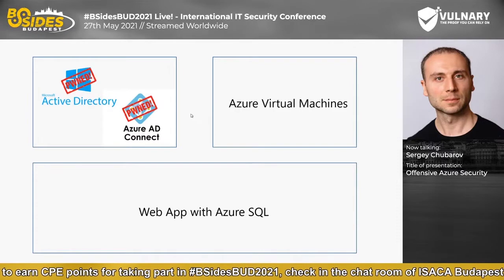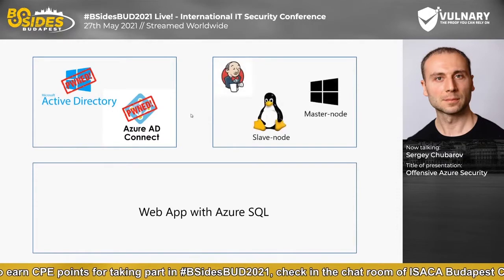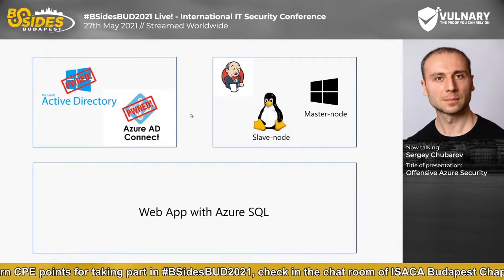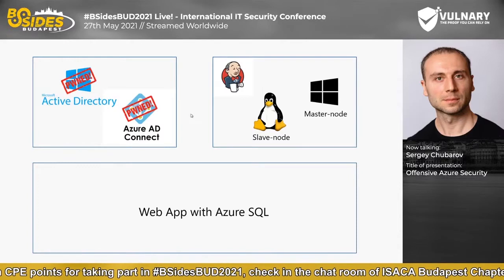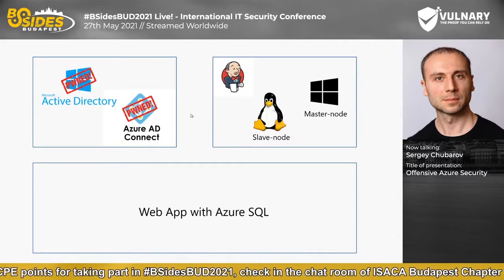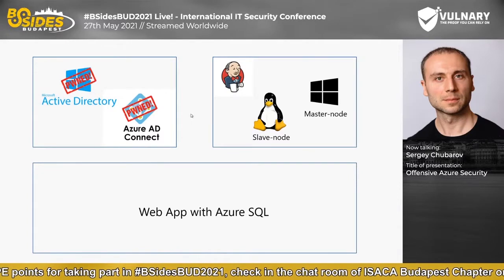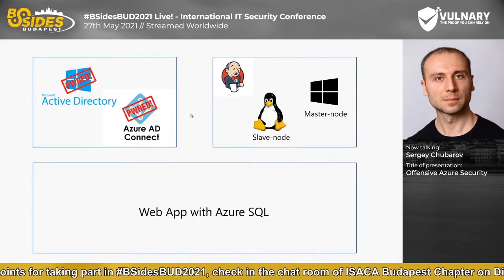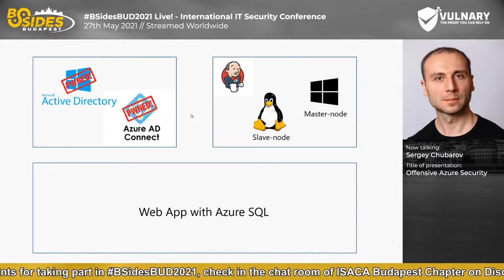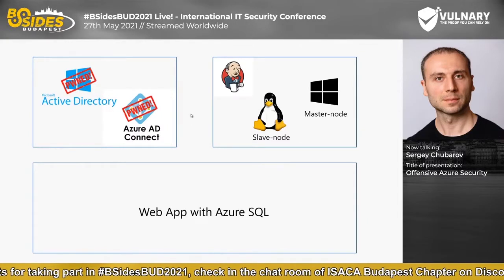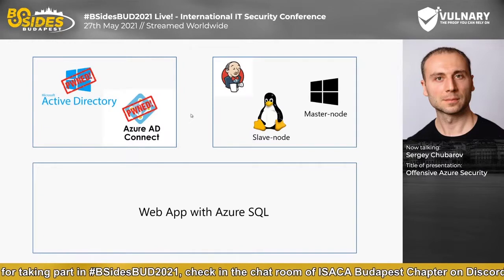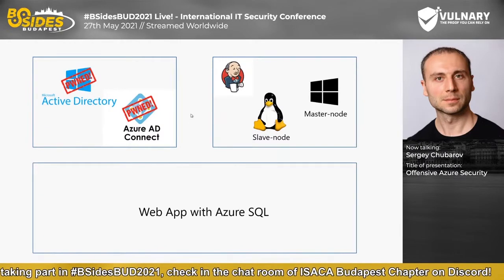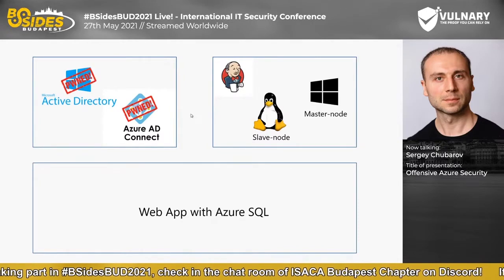So the next scenario will be my Jenkins virtual machines. I have a Jenkins application deployed on virtual machines, one node on Windows, second node on Linux. To be fair, it doesn't really matter if it's Jenkins or something else. My goal here is not to show you Jenkins. The goal is to show you that I may compromise different operating systems, maybe Linux, maybe Windows, doesn't really matter. So let me jump back to the demo.